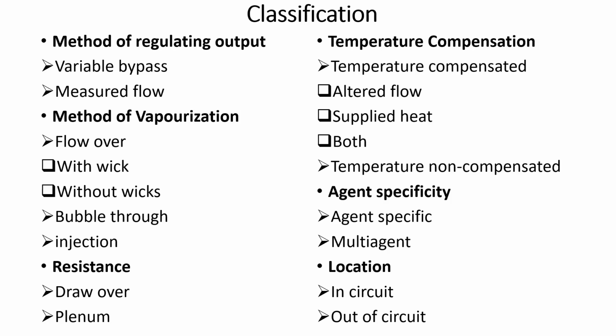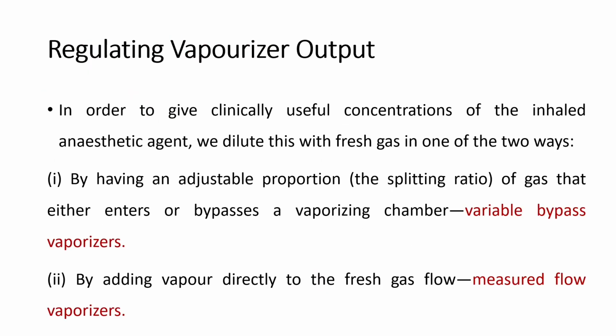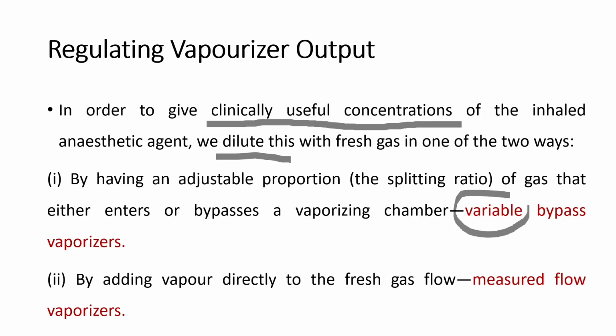First is the classification based on the method of regulating output. Based on this, vaporizers can be classified as variable bypass or measured flow vaporizers. As we have already discussed in our first video, in order to give clinically useful concentrations of the inhaled anesthetic agent, we dilute this with fresh gas. Now this can be achieved in one of two ways. One, by having an adjustable proportion, that is the splitting ratio, of gas that either enters or bypasses a vaporizing chamber, called variable bypass vaporizer, or two, by adding vapor directly to the fresh gas flow, that is measured flow vaporizers.